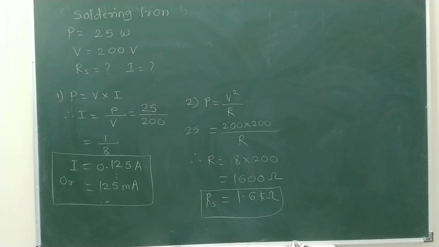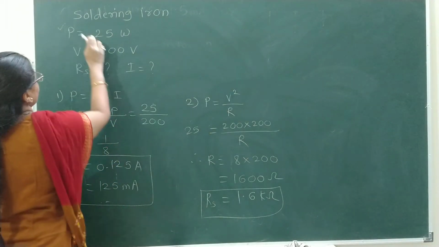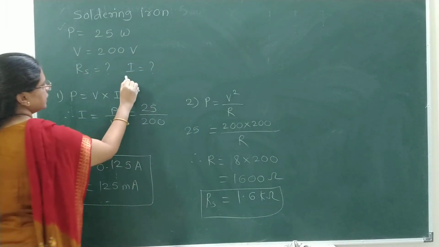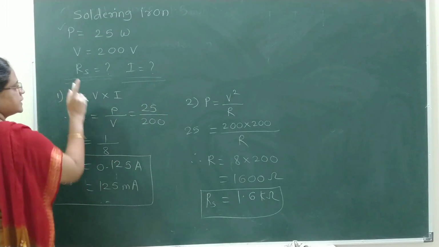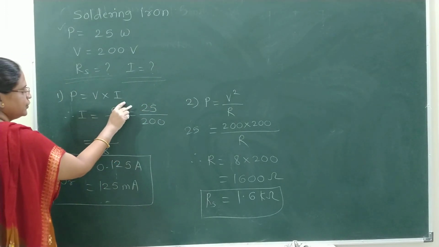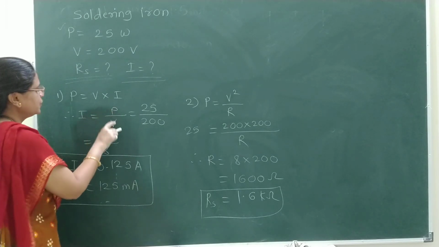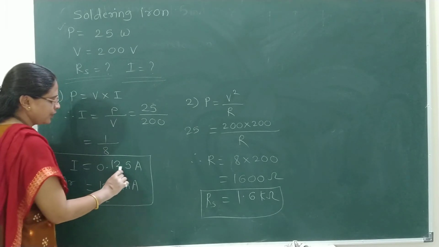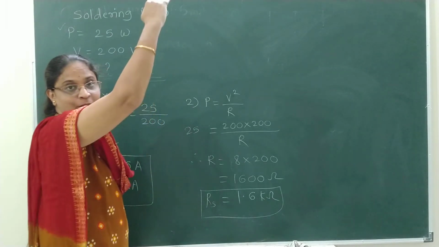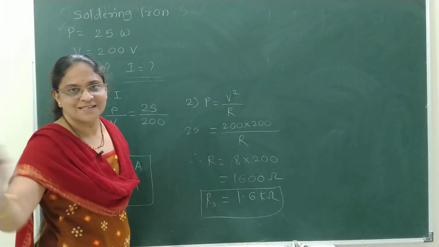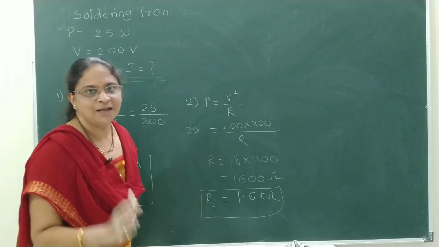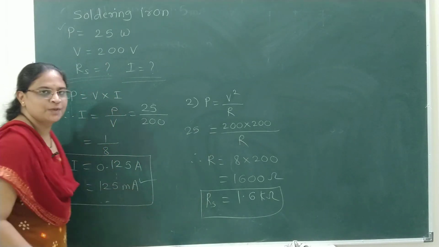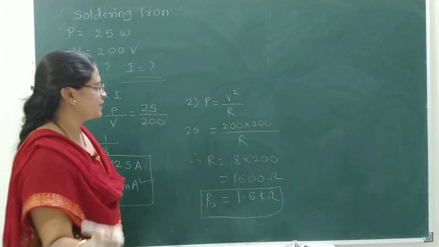Soldering iron having power wattage of 25 watt connected to a supply of 200 volt. Find current through it and its internal resistance. So P is equal to V into I, we can calculate current. I is equal to P upon V. It results to be 25 upon 200, 1/8 part, that is 0.125 ampere. We can convert from ampere to milliampere, higher to lower, right side decimal point shifting, multiply by positive power of 10. So 0.125 into 10 raised to plus 3, it results to be 125 milliampere, correct.